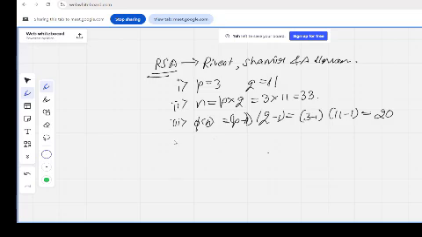Now in the fourth step, this step is very important. We have to calculate the value of e. Now how will we calculate e? We will calculate the GCD of e comma phi n. It should be equal to 1. This is your formula.